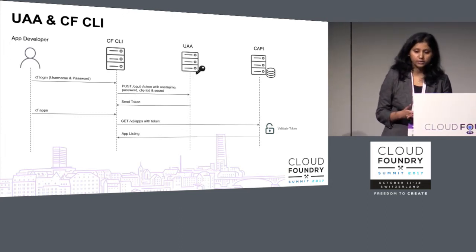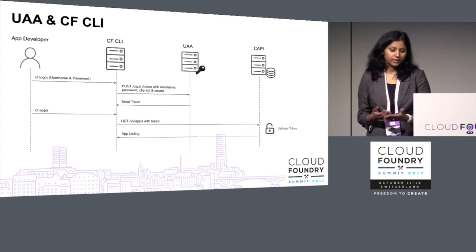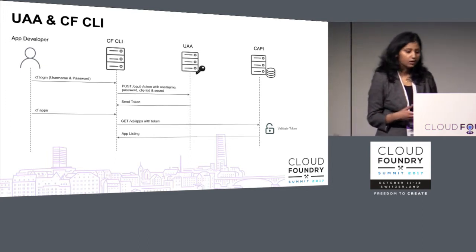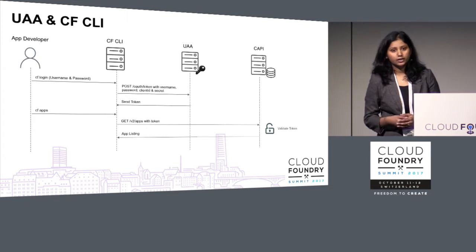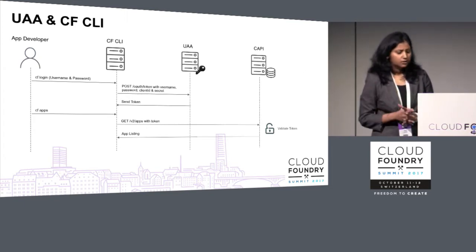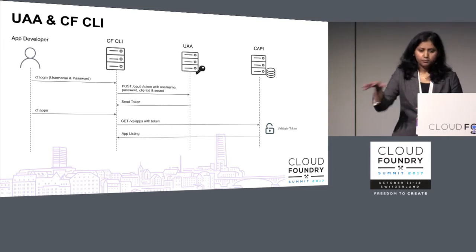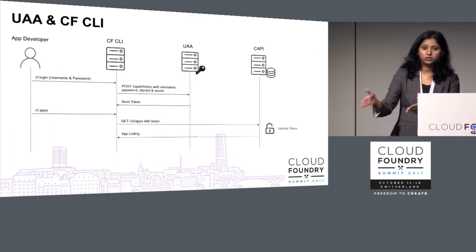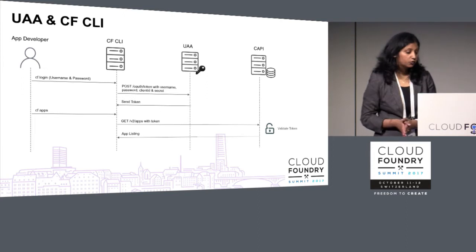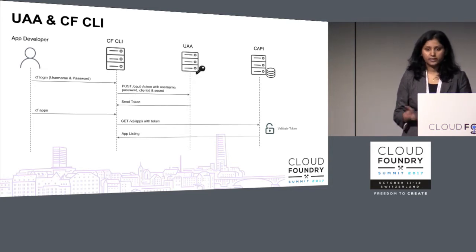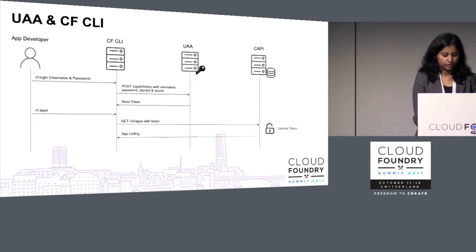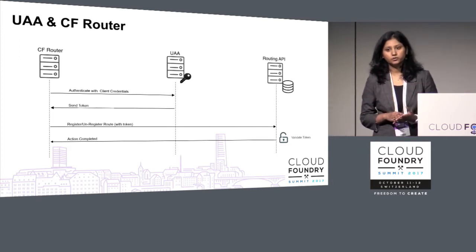Now, the kind of things that propagate in the token are the user's identity and some coarse grained permissions, like are they an admin or not, right? So in the previous presentation, there was talk about some new permissions like global auditor and read-only access. So those kind of things flow in the token. But then beyond that, if Cloud Controller has to perform some fine-grained decisions like, is this user a space developer, that's within the purview of Cloud Controller. Now, when Cloud Controller performs the validation of the token, it responds to the CLI with, in this case, the app listing.